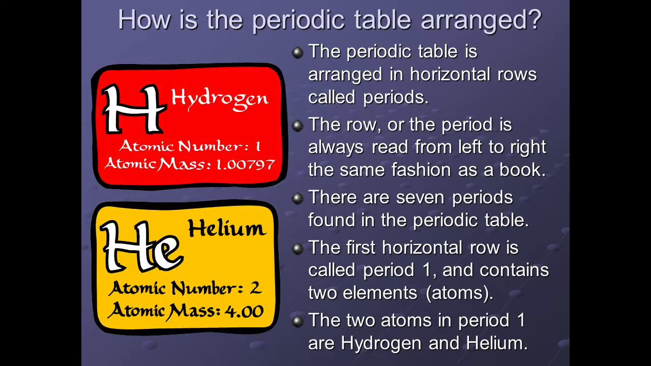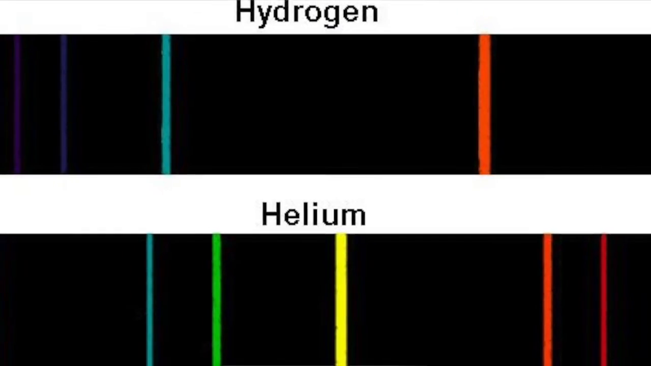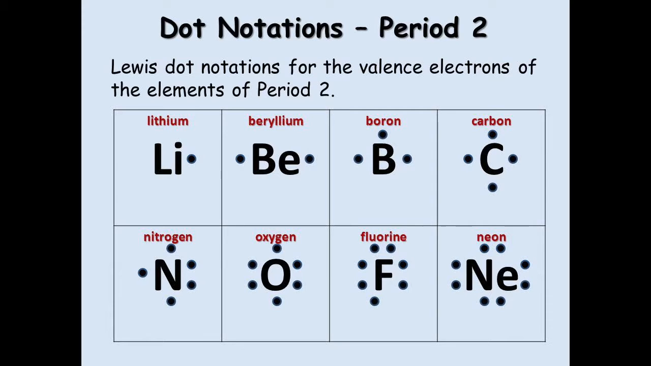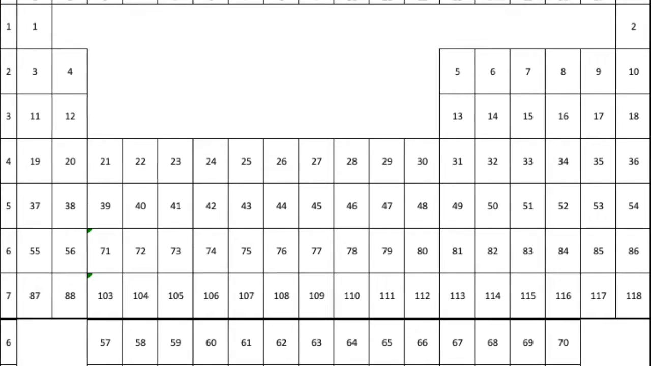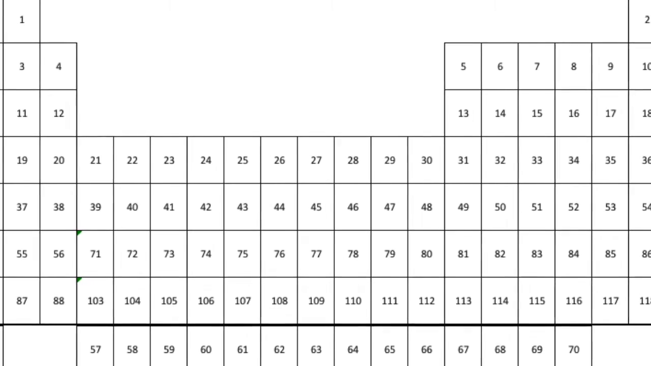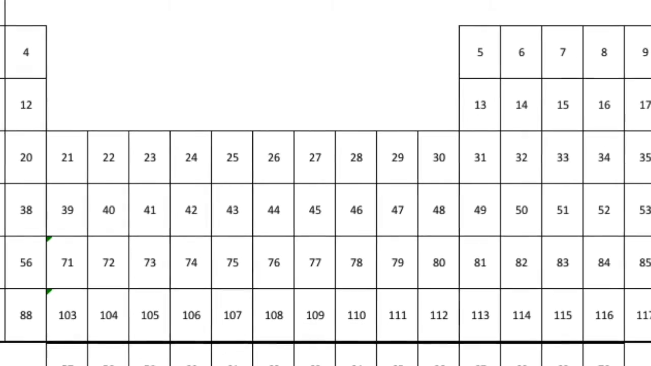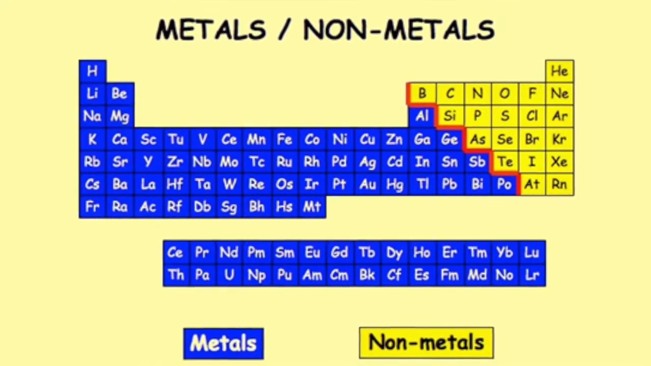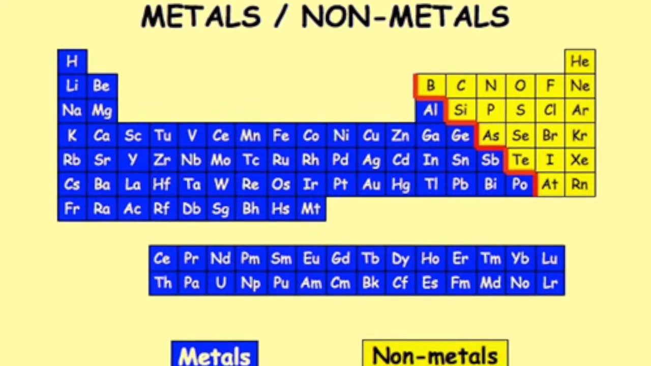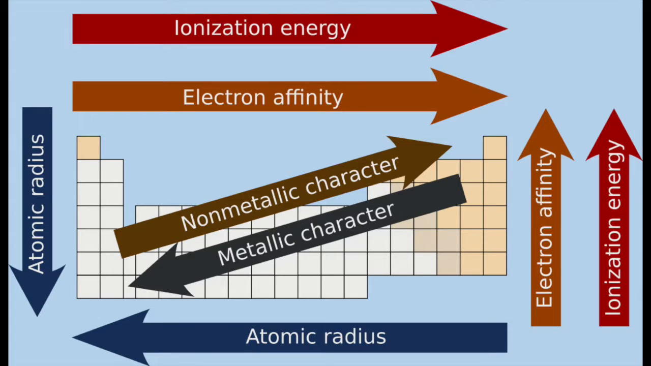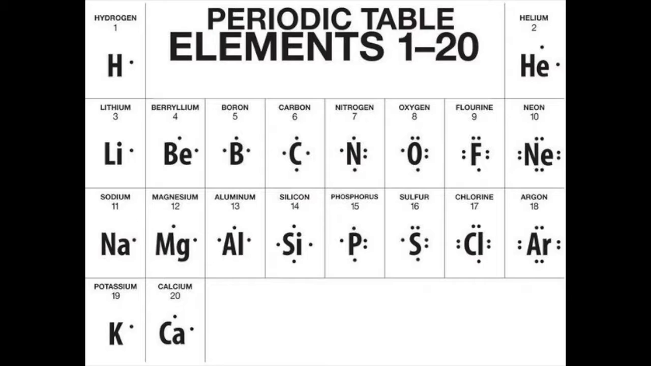The first period contains two elements, hydrogen and helium. The second period contains 8 elements, starting with lithium and ending with neon. As you go from left to right within a row, the atomic number increases and the elements gradually change from metallic lithium to non-metallic fluorine, and then finally to the noble gases, neon, at the right.